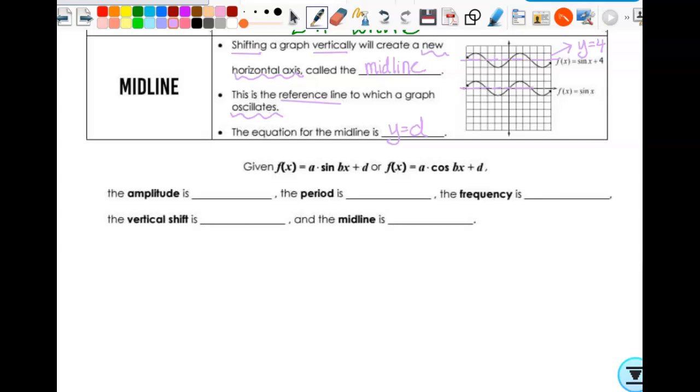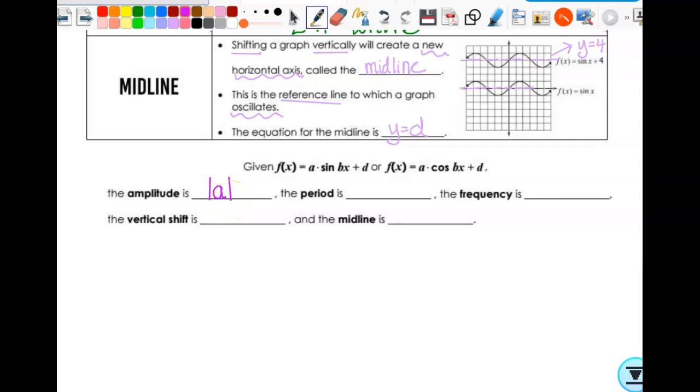All right, so to look at these transformations, the one that's missing from here right now is C. We're not going to be shifting left or right yet until we can figure everything else out. Doesn't mean that we can't, we're just not at this point. So our amplitude from here, that's your absolute value of A.